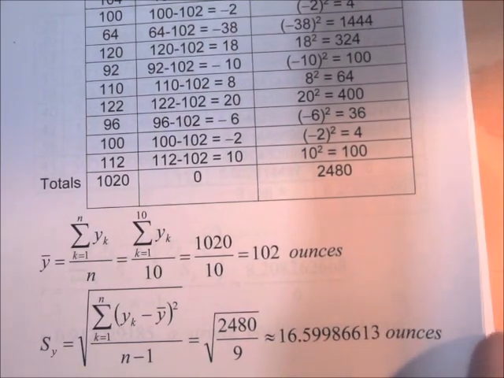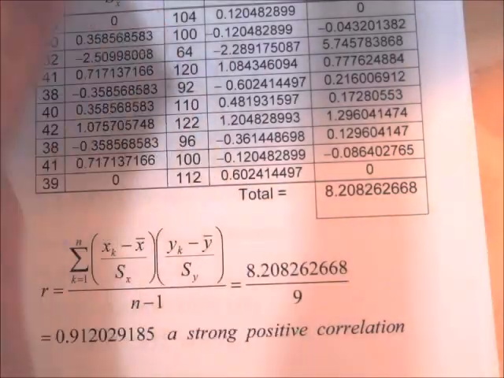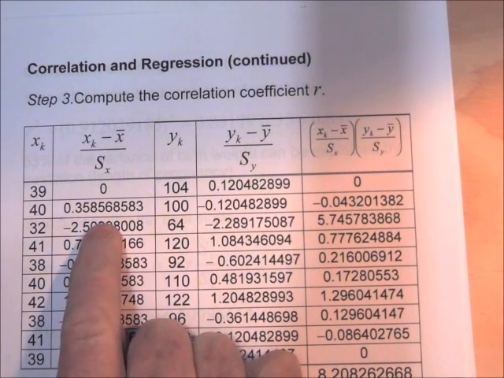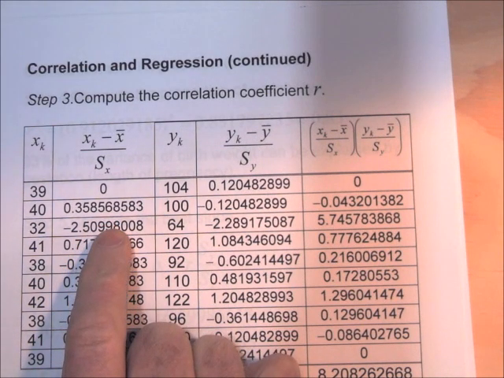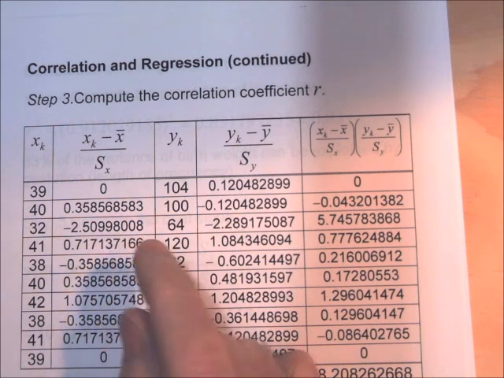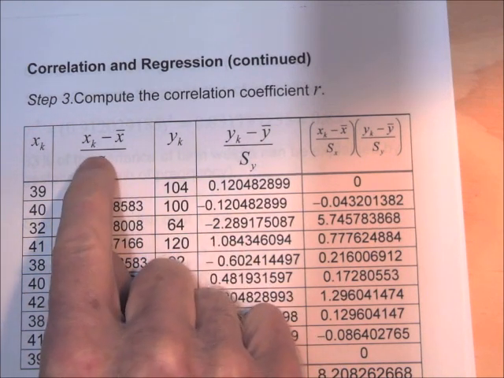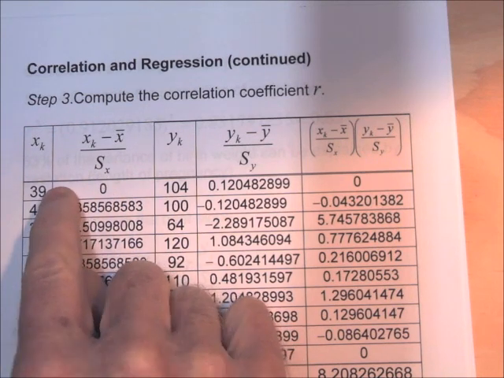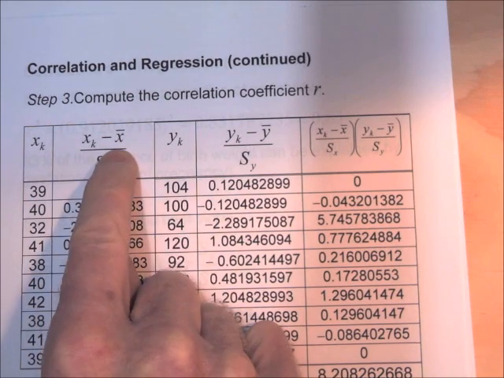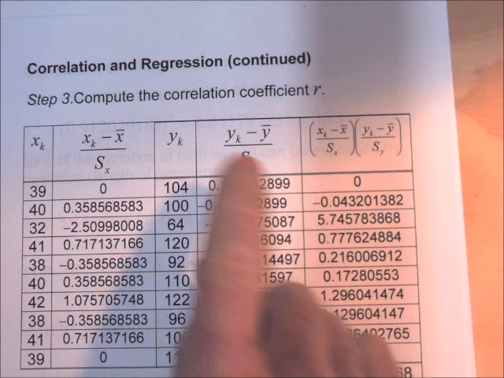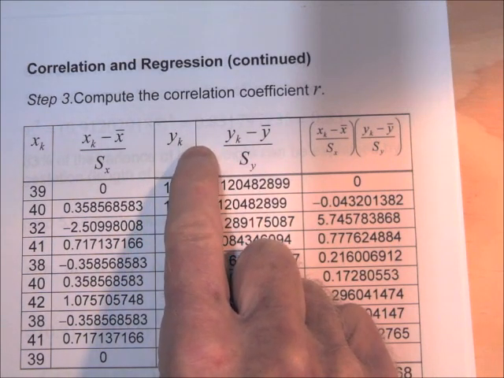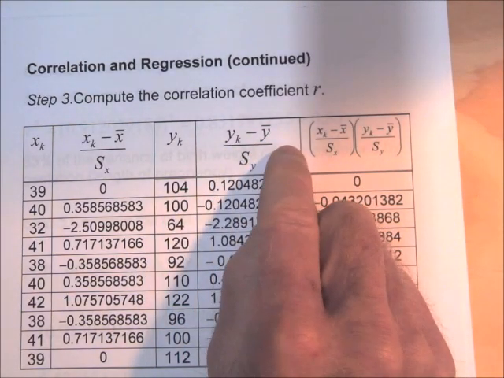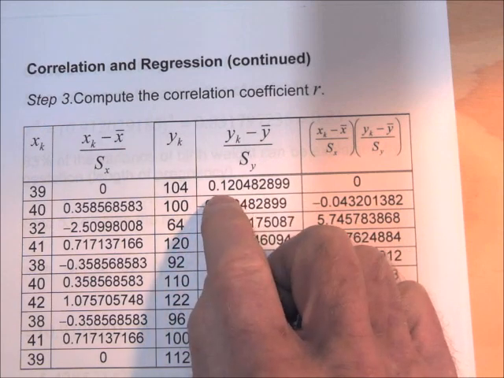Okay, so now we have the mean and standard deviation of each variable, and the next step is to compute the z-score for each baby for each variable. So for Quincy, I didn't show all the work here, but Quincy was born after 39 weeks. 39 minus 39 is 0. 0 divided by the standard deviation is 0. And then Quincy's birth weight was 104. The mean was 102. 104 minus 102, and then divide by the standard deviation comes out to be 0.12.